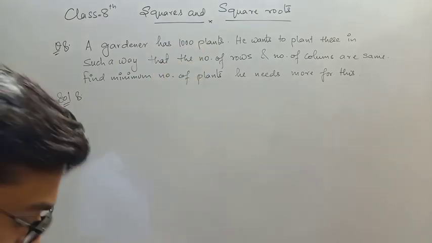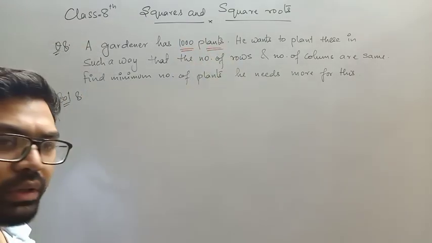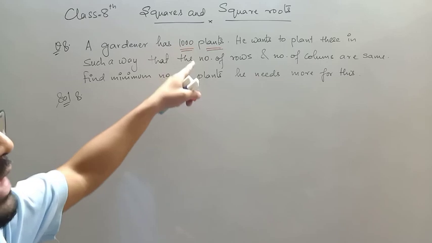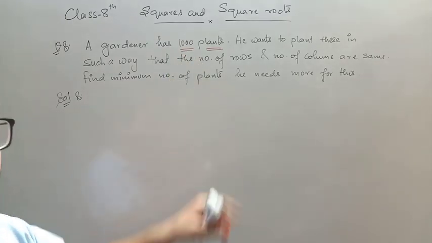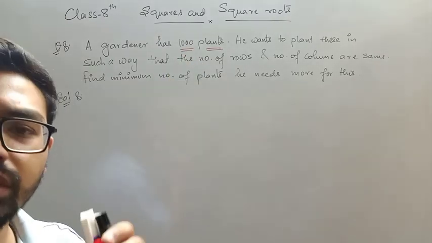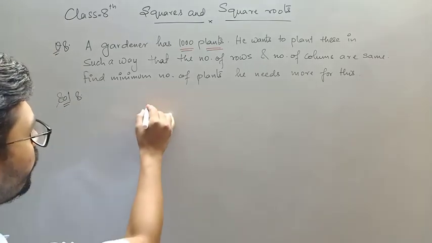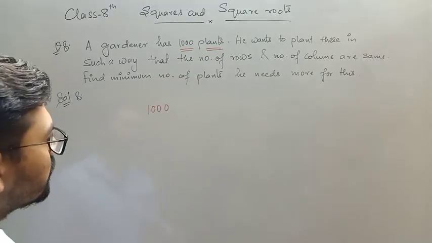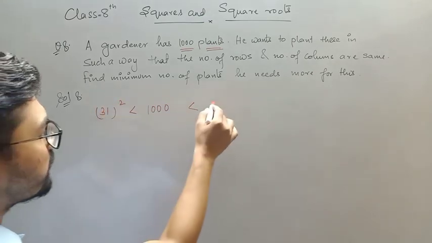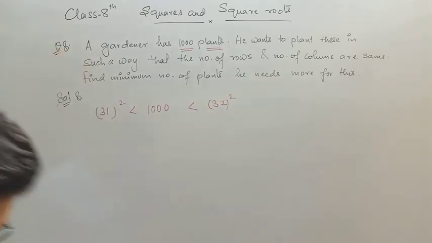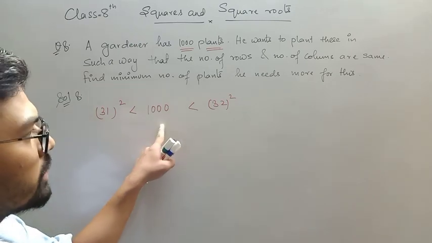So you have 1000 plants, and 1000 is not a perfect square. To make it a perfect square, what is the minimum number that I should add to 1000? So 1000 is greater than 31 square and it is less than 32 square. So 31 square is less than 1000 but 32 square is greater than 1000.